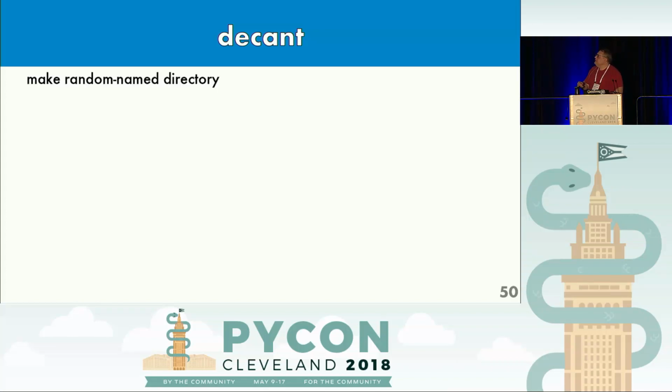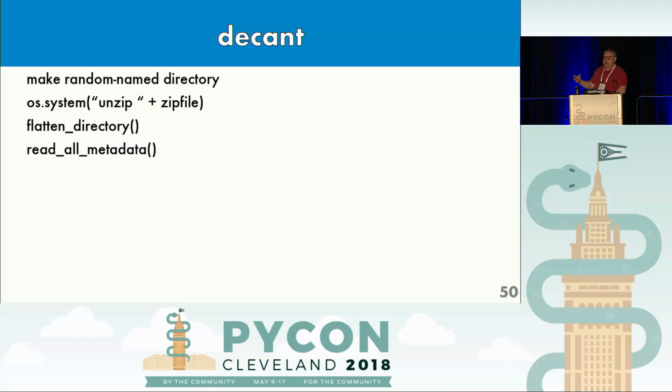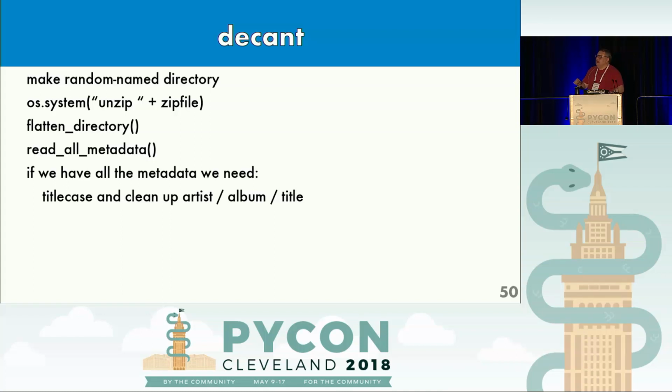What it does is it creates a randomly named directory in the current directory, puts the zip file in there, and unzips it using os.system. It flattens the directory. It removes all of the subtree under the directory and just puts all the files in the root. Then it scans all of the metadata in all of those files, and makes sure we have enough. We really need track numbers. We need artist names and track names and things like that. And if we have everything we need, then it renames everything. It cleans it up. A lot of people like to use capital letters, like all caps. I don't know why.